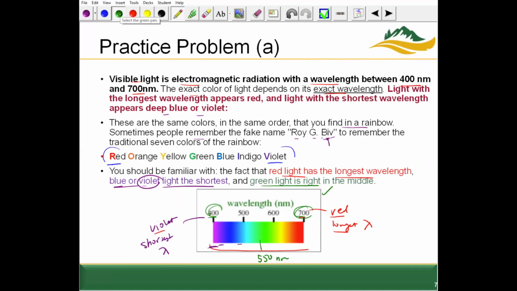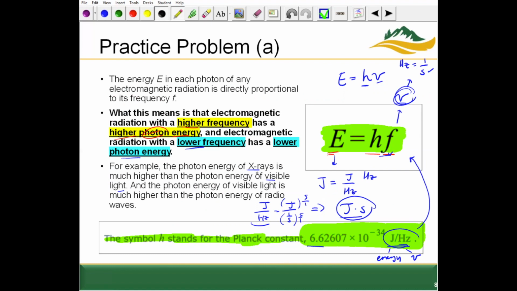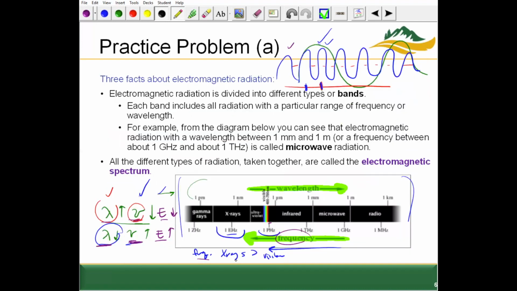Let's practice here. Let's say that red has the longest wavelength. From what we just learned, that's going to have a lower frequency. So longest wavelength, lowest frequency, and smallest amount of energy. Violet light has the shortest wavelength. That means the higher frequencies and the higher energies. So X-rays have much higher energy than visible light because they have a higher frequency. The frequency of X-rays is greater than that for visible light, so X-rays have a higher energy.